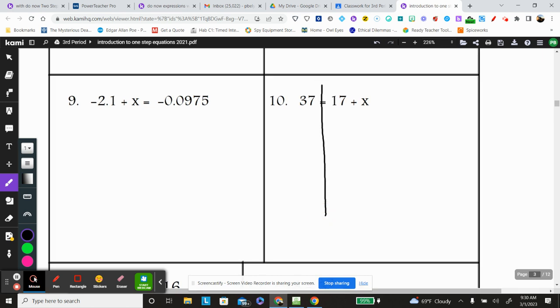Would anybody like to tell me what we make a zero pair with on this one? 17. How do I make it? You do negative 17. Yes. And you have to put it on both sides.